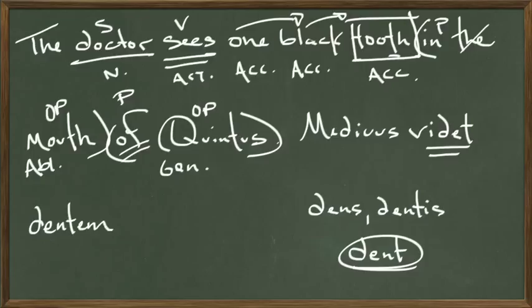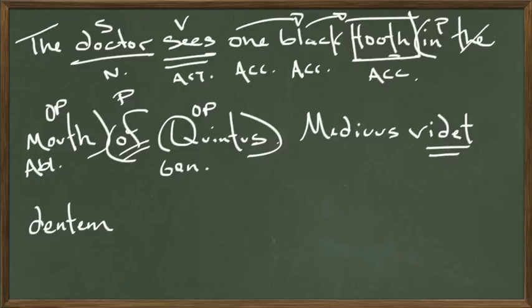So now we have medicus videt dentem. The doctor sees the tooth. Medicus videt dentem. We're actually going to move dentem over because the Romans, when they were describing nouns, would usually put the adjective at the end of the noun. However, if it is an adjective telling us how much of something exists, it's called a quantitative adjective, then it goes before the noun. So one will go before the noun and black will go after the noun.